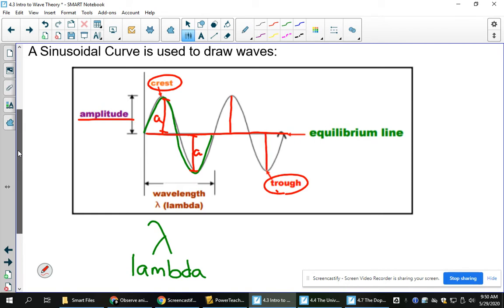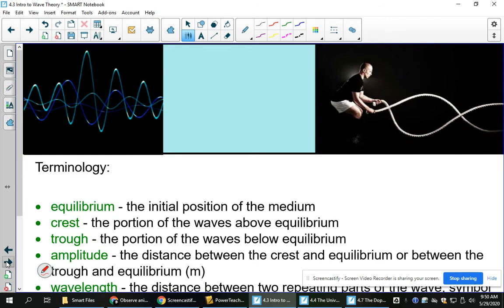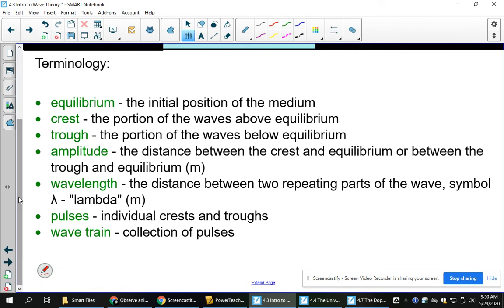All right, so this lesson is just a whole bunch of terminology so that we're prepared for the next lesson.